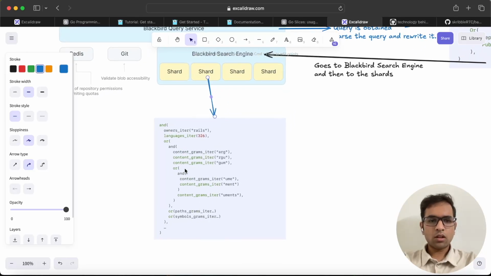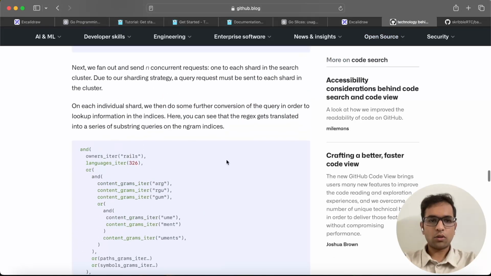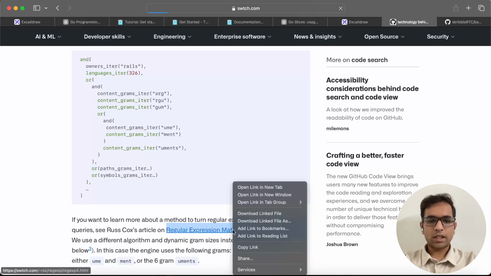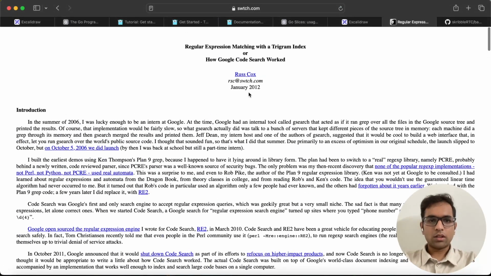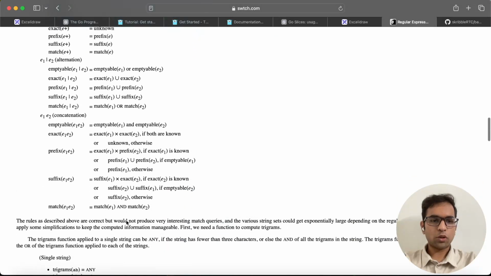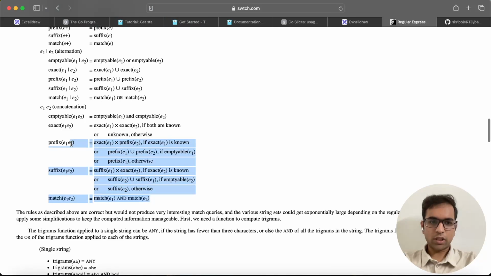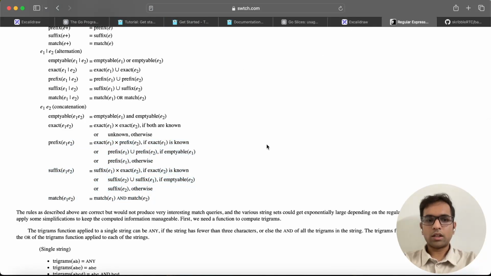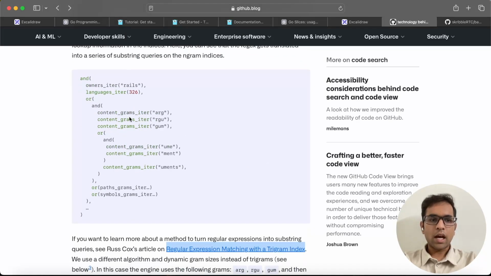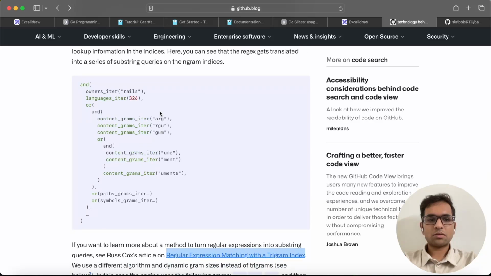Now there's a formula of how this regex is translated into a series of substring queries, and that is taken from an article by Russ Cox. On the basis of this formula, the regular expression that we obtained, that was arguments, is converted into a query. And that's what creates a difference with the sparse index that we had, right?